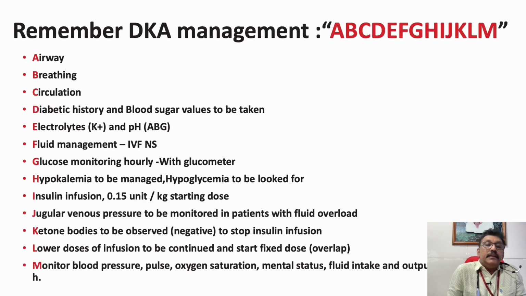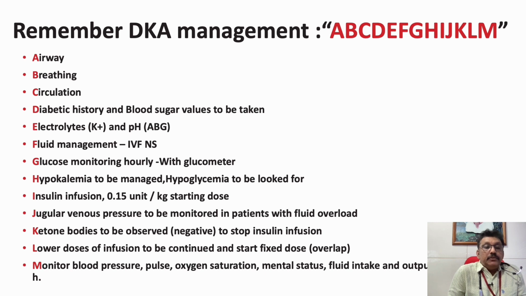Now you can see the treatment of DKA, one of the most common types of acidosis in the emergency room. We can see the treatment protocol. We have to take care of airway, breathing, circulation, and we have to rule out diabetic history and check blood sugar values; you have to do a glucometer RBS immediately. Then electrolytes: the important electrolyte in DKA is potassium, and deficiency can be there in diabetic patients. Sodium also can be low.